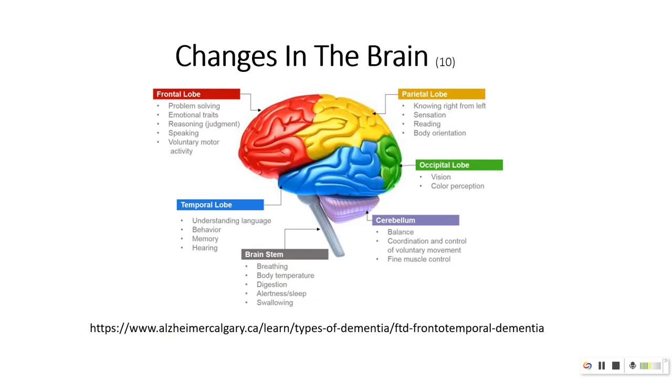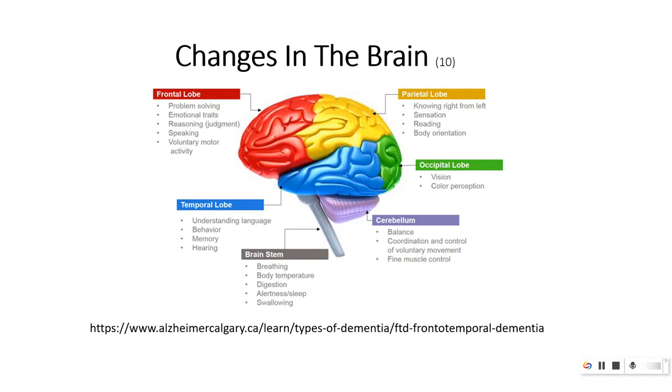Okay, this picture we're going to see a couple times in this presentation. This is compliments of the Alzheimer's Association from Calgary, Canada. So if you kind of look at what the different things are under each one of the lobes, we'll just briefly go through those.